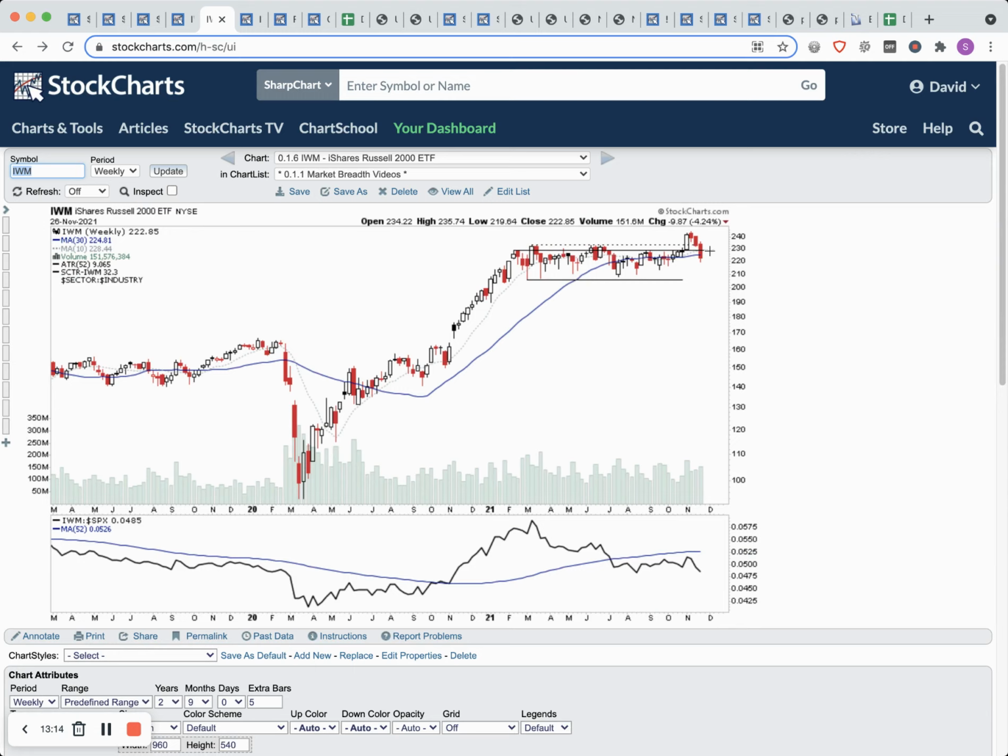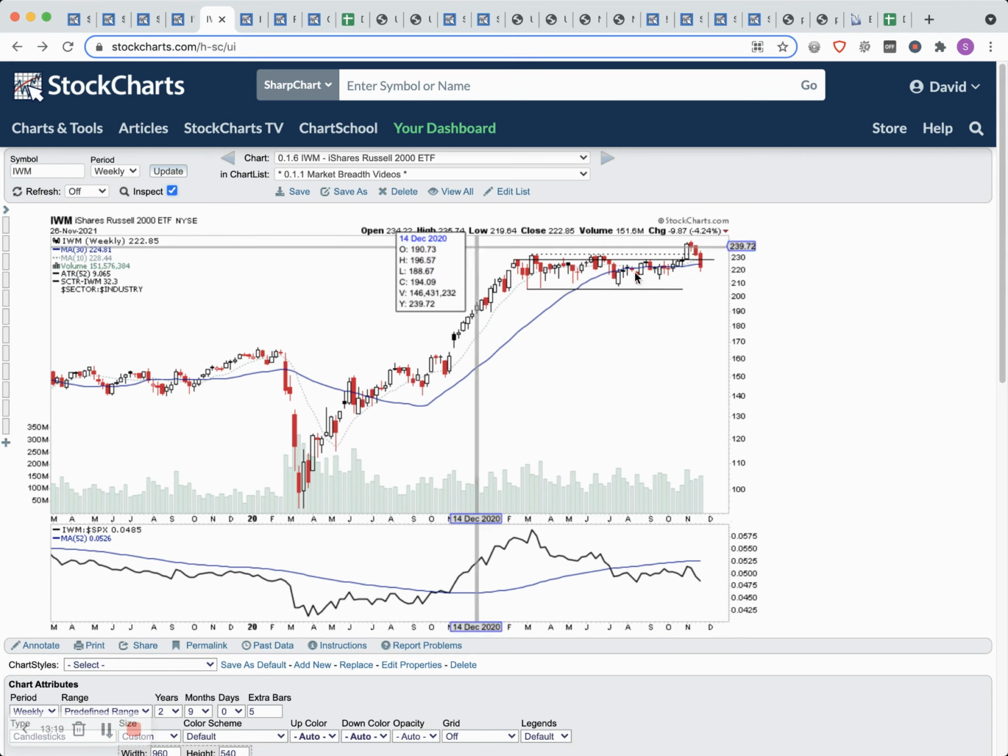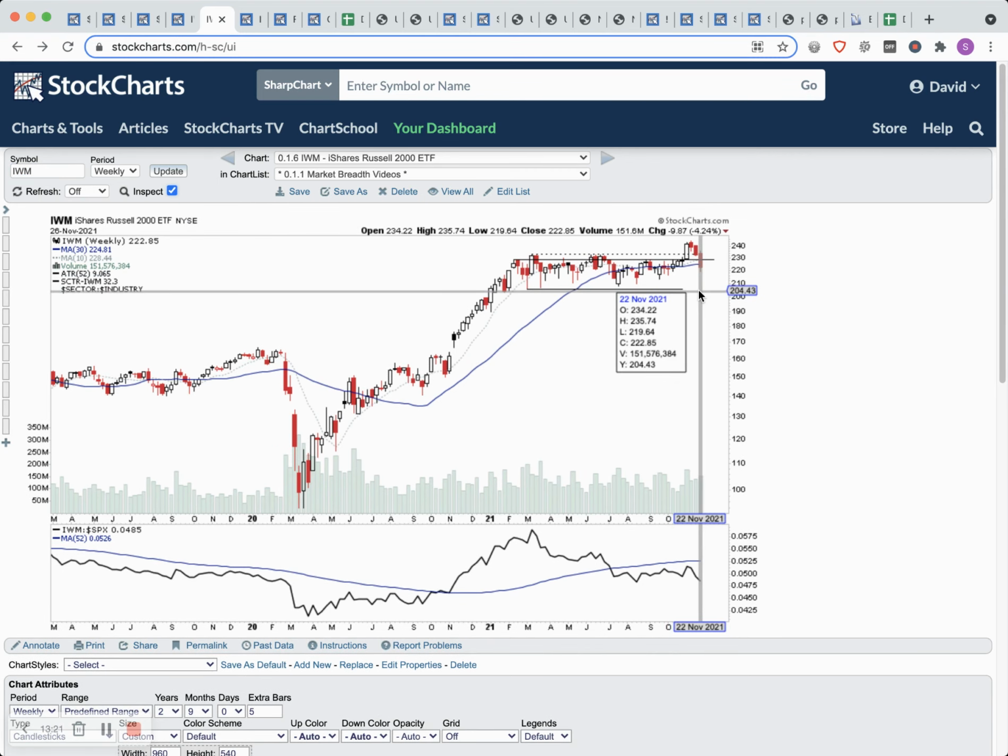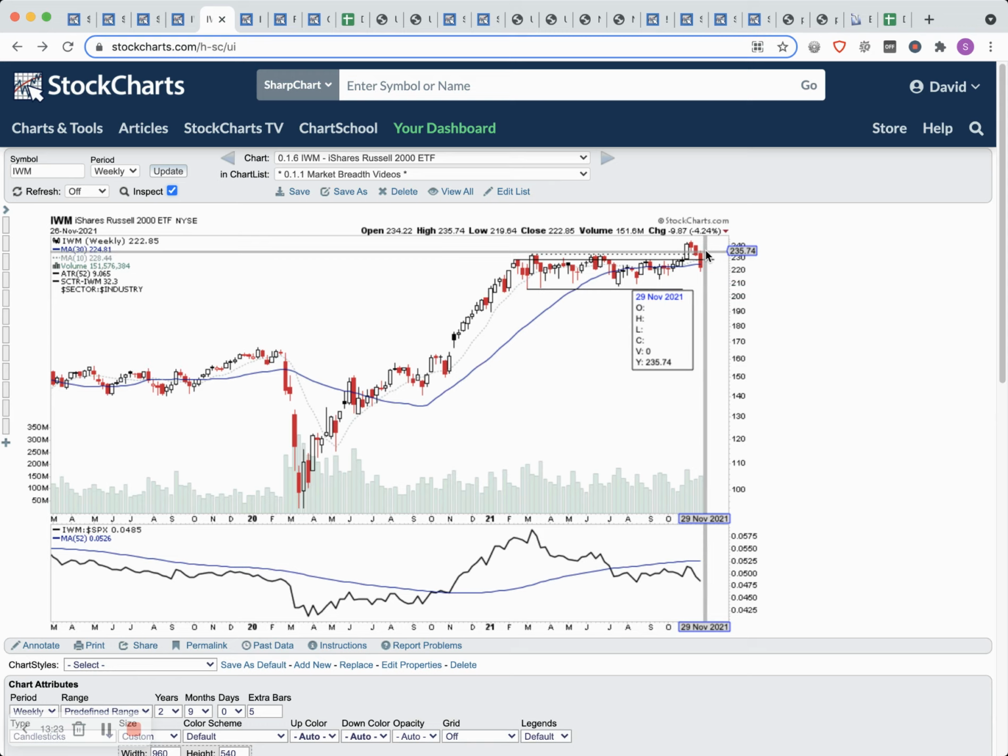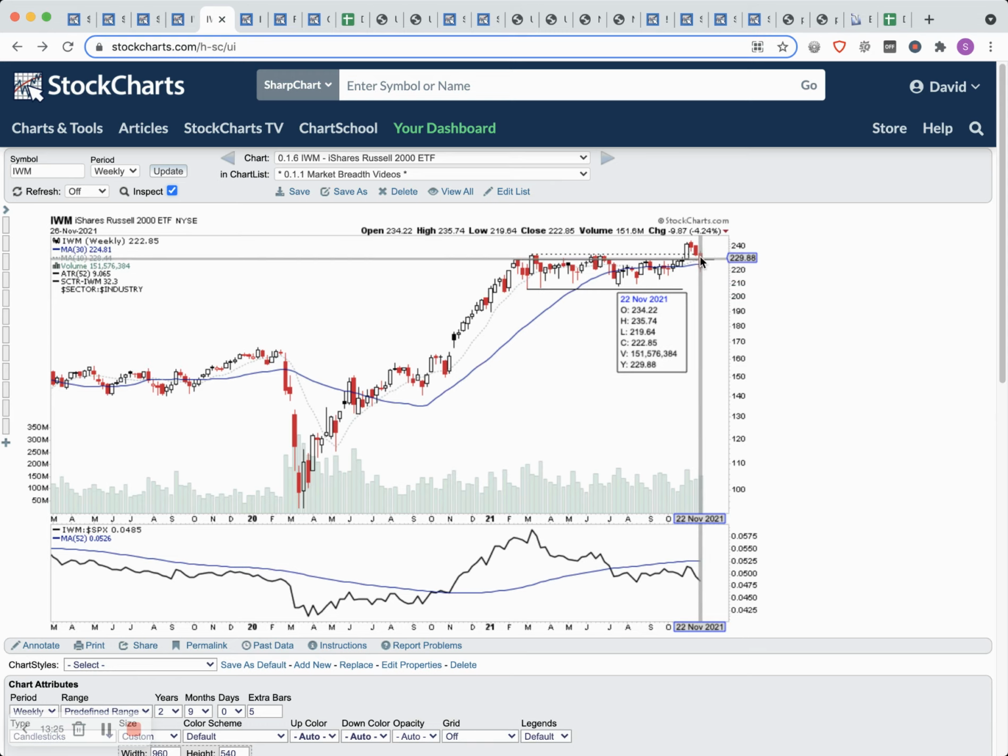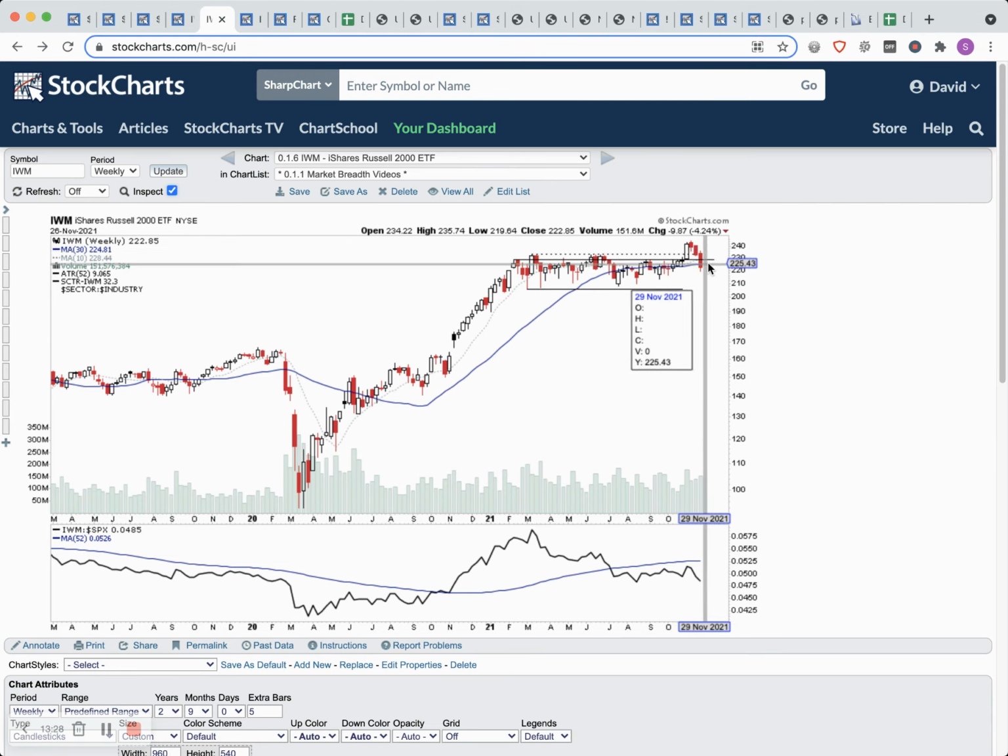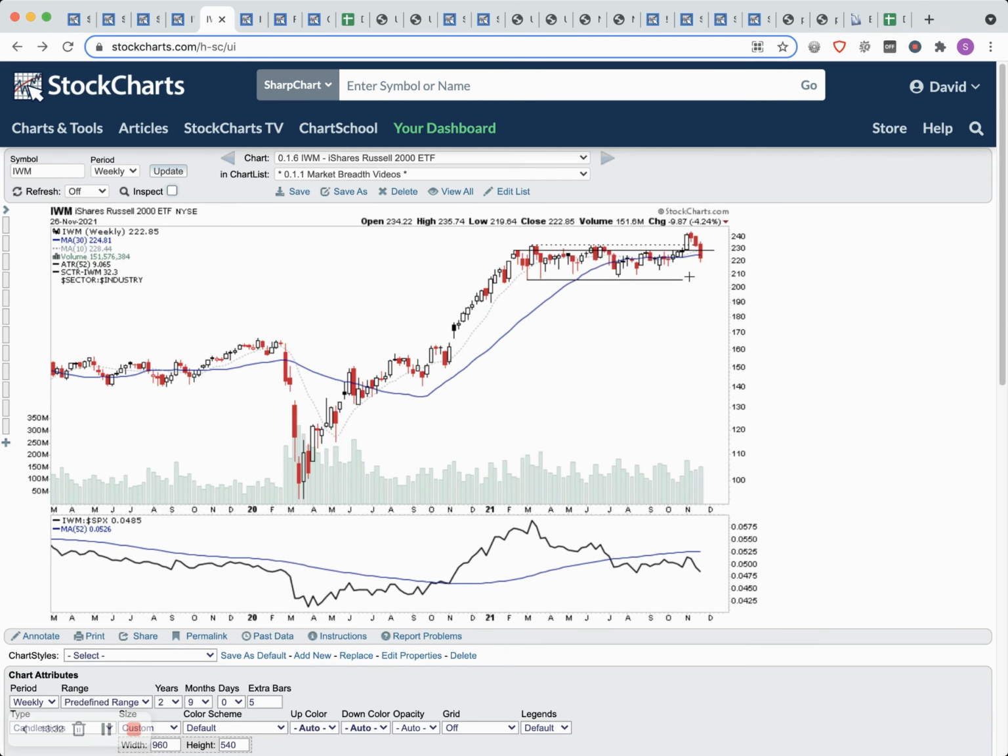So if it can recover back through there and get back through the top of the range here, at what we got there, high 235.74, so about 236, then that could obviously revert and come back into stage 2 there. But at the moment, this is looking like a failed stage 2 breakout attempt to new highs.